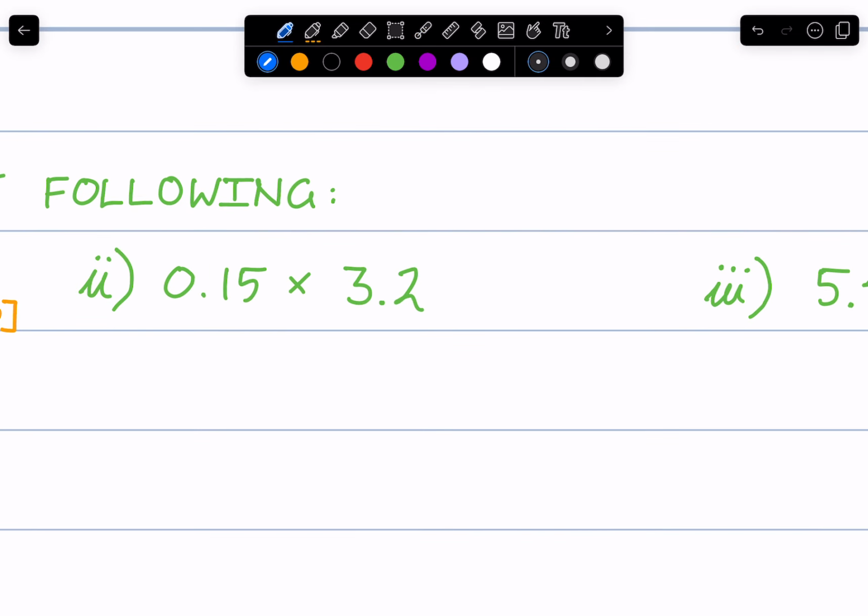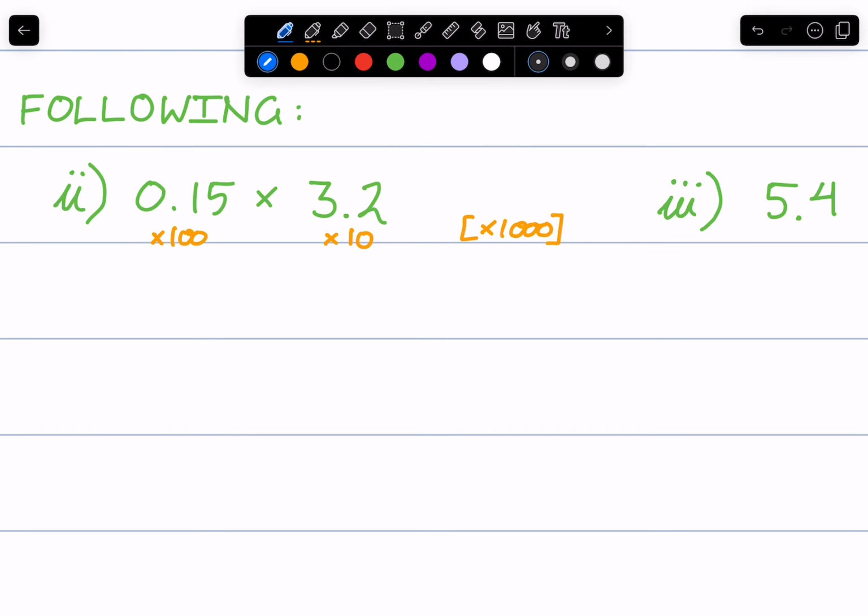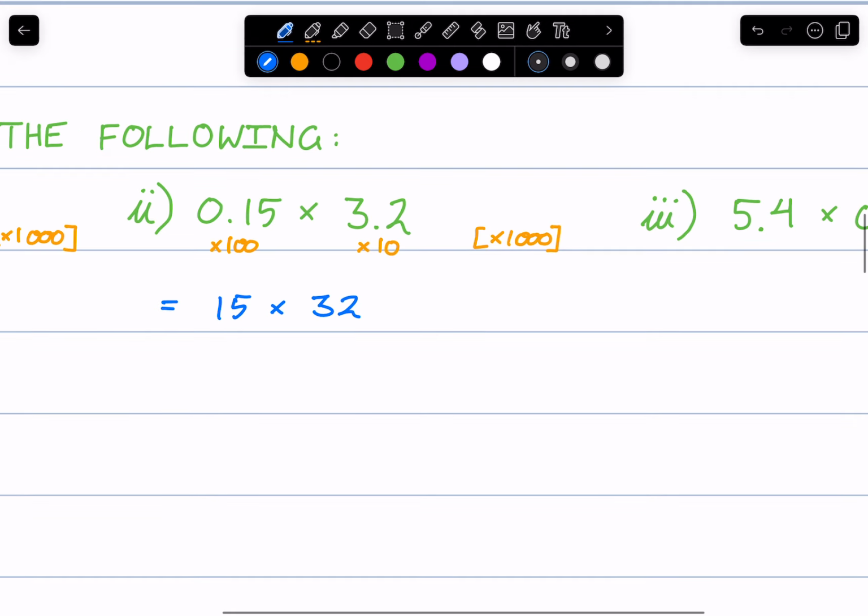So here we go. Once again, we need to make this into a whole number by moving this 2 spaces to the right. So we multiply this by 100. And we want to move this decimal place 1 space to the right. We multiply this by 10. In total, we've multiplied by 1,000, because we multiplied this by 100 and this by 10. So a total multiplication of 1,000. So our problem just becomes 15 times 32.